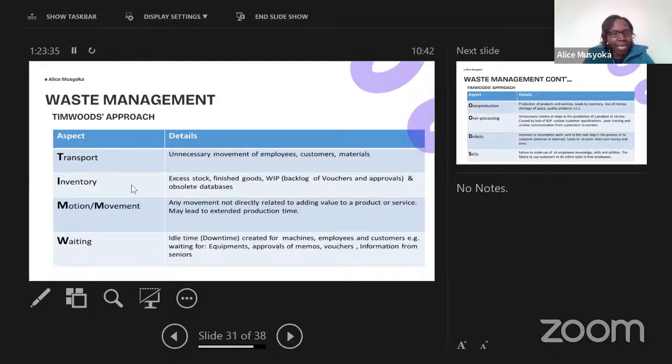One is transport, where we have unnecessary movement of employees. Movement may not necessarily mean moving using cars or motor vehicles. It may mean also deployment, where we move employees unnecessarily, or materials or customers. That may lead to waste.